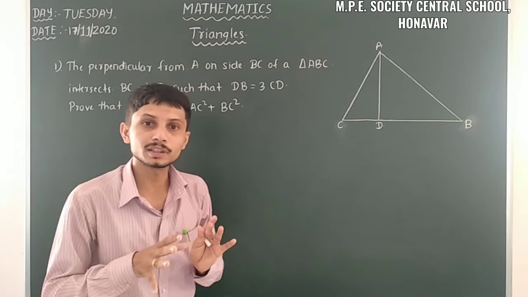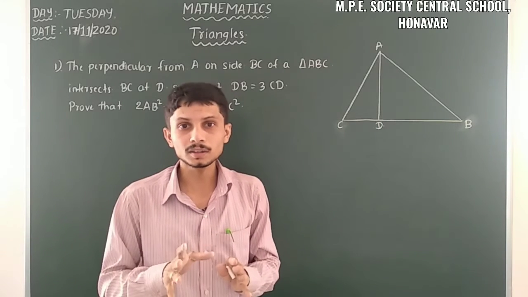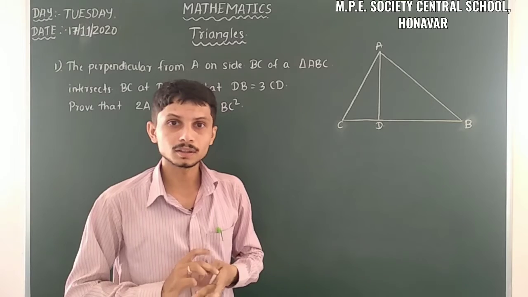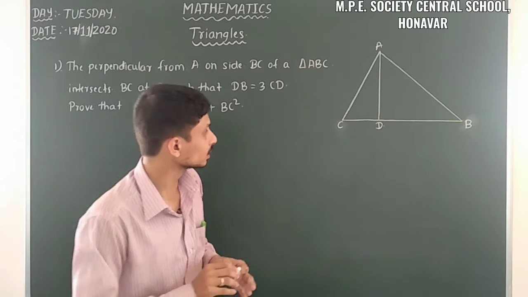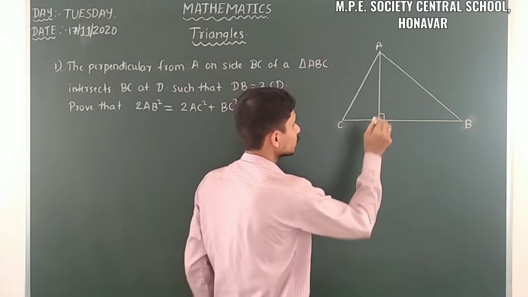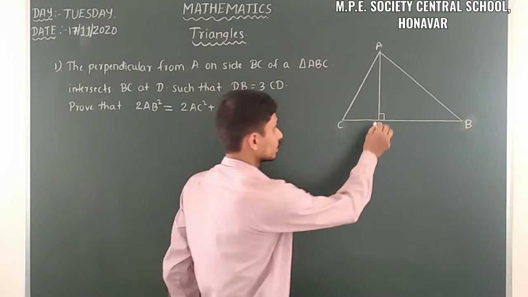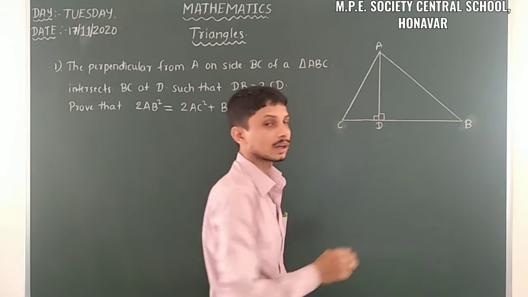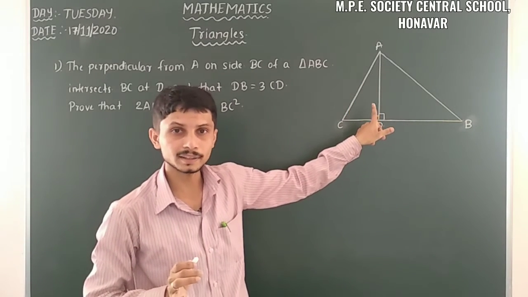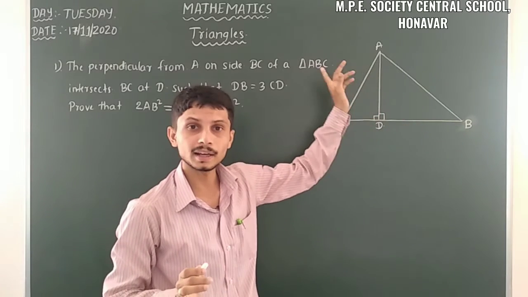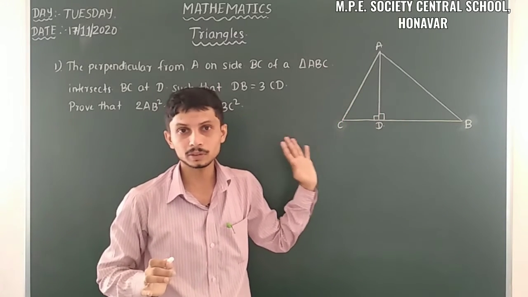Here it is related to the Pythagoras theorem. In the case of the Pythagoras theorem we want right angle triangles. So what are the possible right angle triangles here? Just observe, here we have drawn a perpendicular, so on both sides it is a linear pair. So we take these two right angles, and from that we have two right angle triangles. One is ABD, another is ACD.